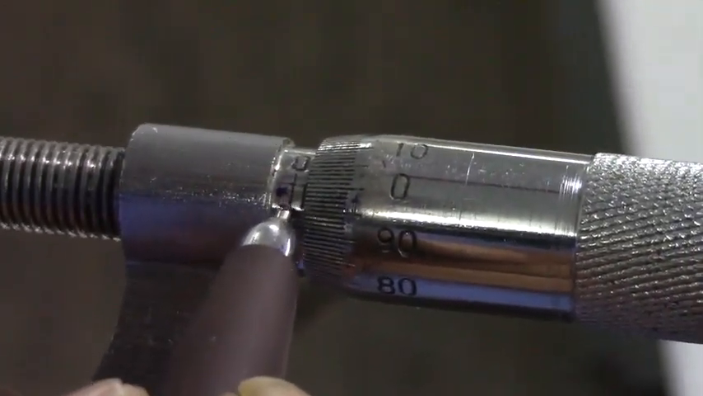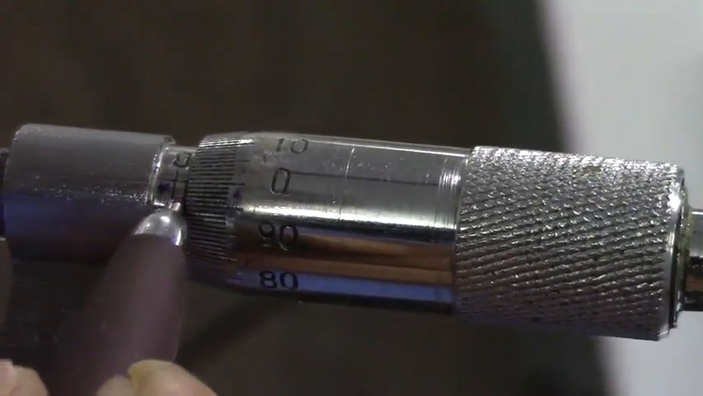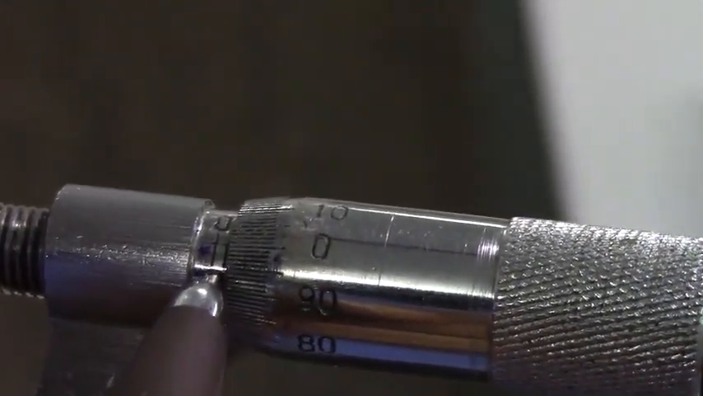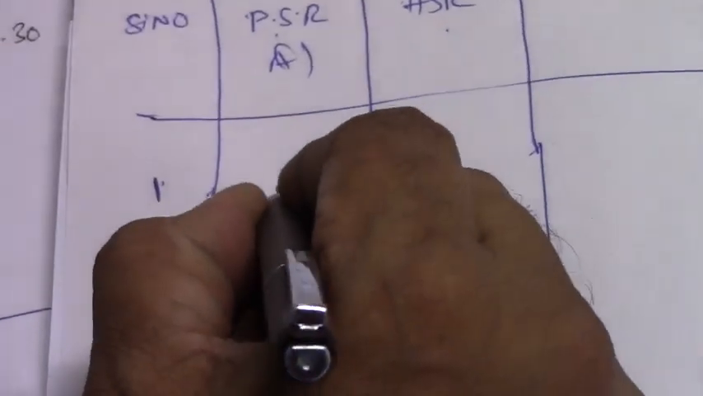Here you can see, students, the below scale is the pitch scale. This is the 0th line, this is the first line. We are able to see clearly the first line on the pitch scale. Hence the pitch scale reading is 1, because we are able to see the first line on the pitch scale. So the PSR, pitch scale reading, is 1.